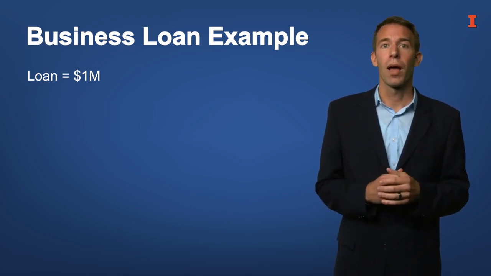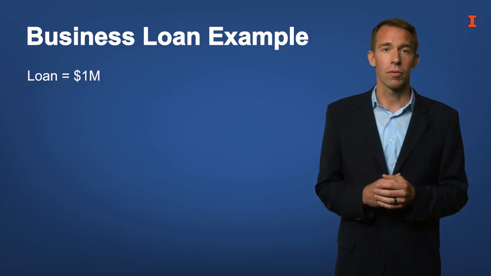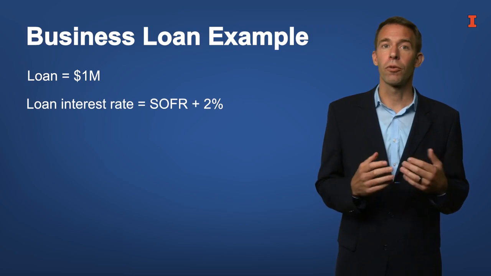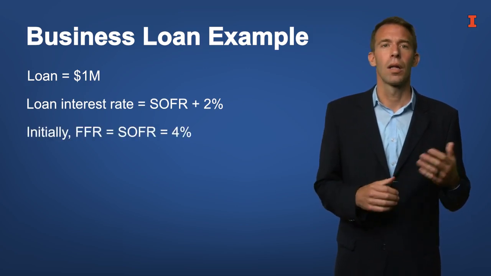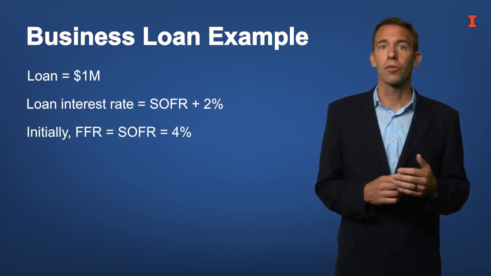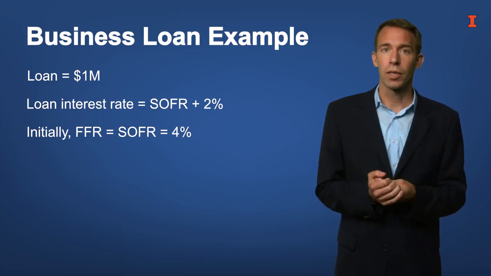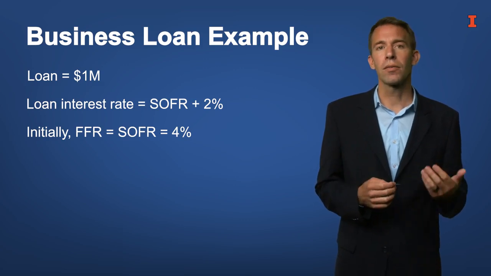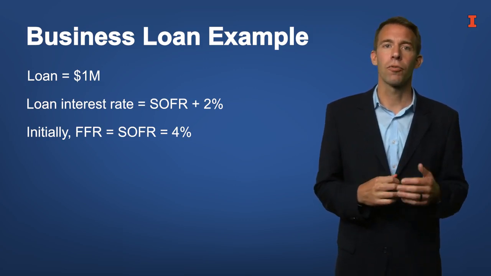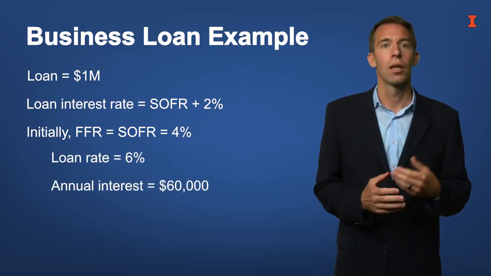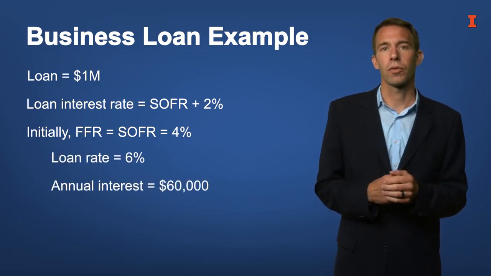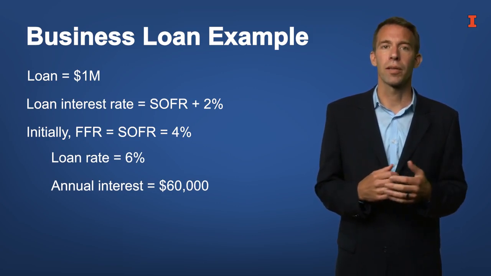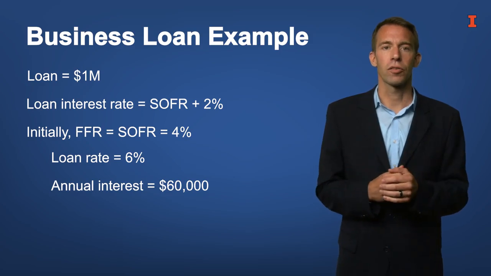Assume that a firm has a $1 million business loan. Let's assume that the interest rate on this loan is SOFR plus 2%. Like the federal funds rate, SOFR is an overnight interest rate and the two move closely together. So let's assume that the federal funds rate and SOFR are currently 4%. This means the loan interest rate is 6% and total annual interest payments are $60,000.